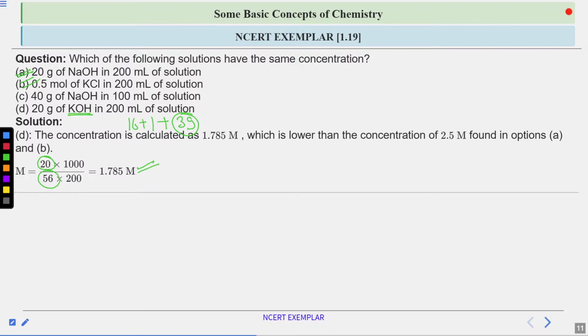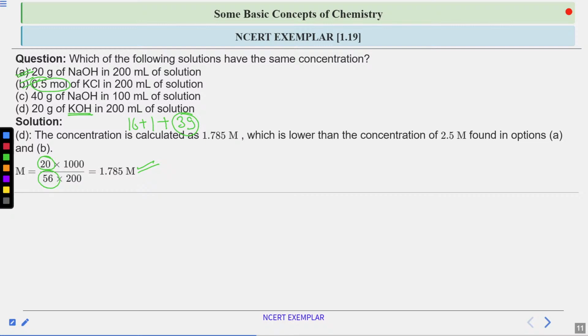Because we have this mole already given, we don't have to calculate mole for KCl. For that reason, we are not considering the formula. We need the number of moles, and it is already given in option B. You can see it very clearly. It is 0.5 mole of KCl in 200 ml.